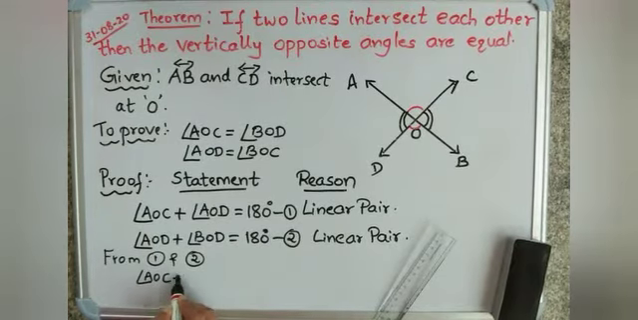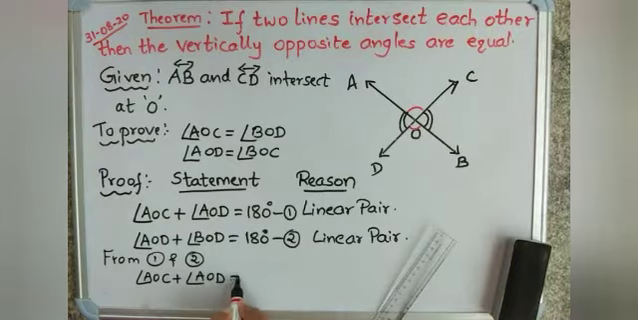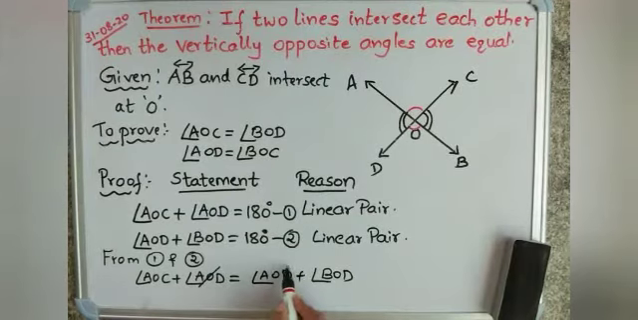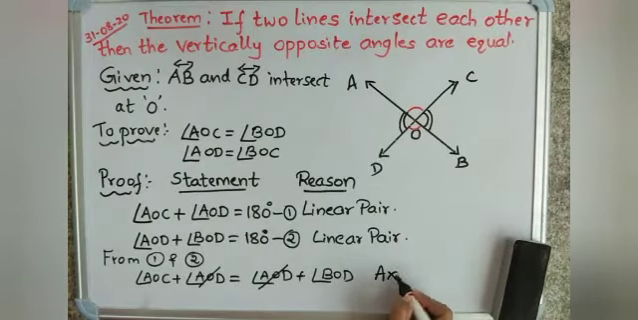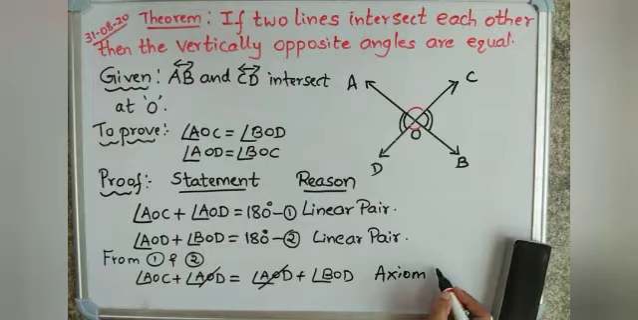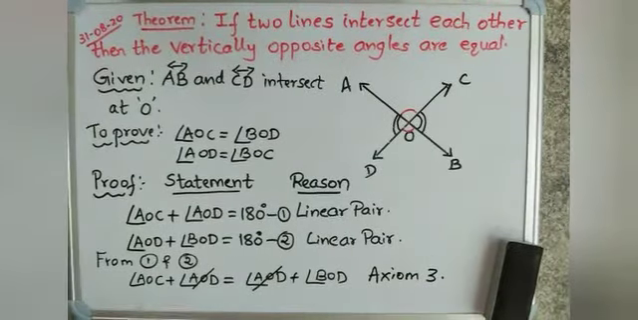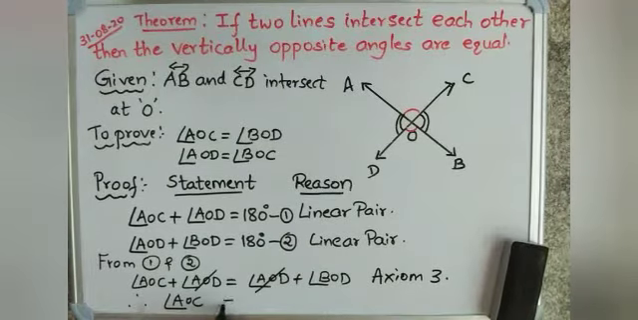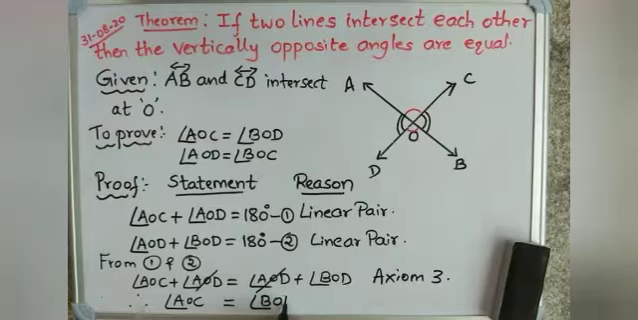So AOC plus AOD is equal to AOD plus BOD. Now, what are the common things here? Angle AOD and AOD I am going to cancel. That is, equals subtracted from equals, the remainders are equal. Which axiom is this? Do you remember? That is axiom 3. Therefore, angle AOC is equal to angle BOD.